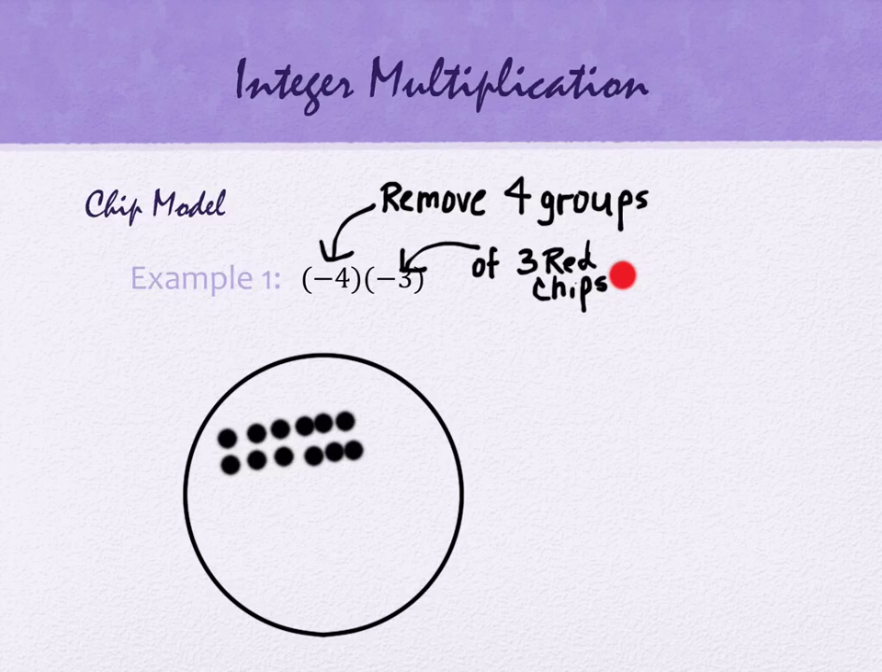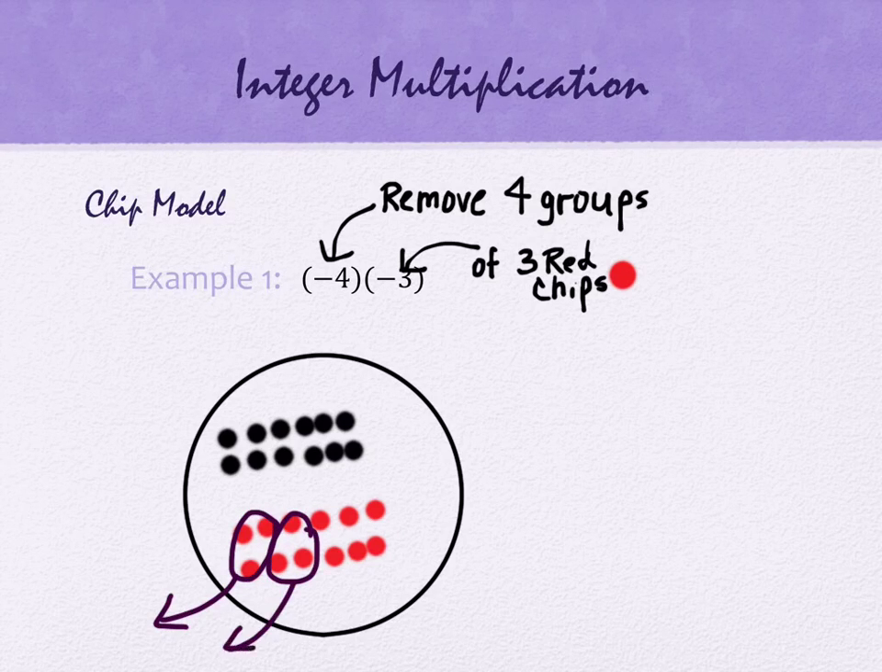black and 12 red. Red, 12 black. This is still equal to 0, right? It may be your sort of favorite picture of the number 0, but it is. It's equal to 0. And now we can remove the 4 groups of 3 chips. So here's one of my groups, removed. Here's another one, removed. The third one removed, and here's my 4th one removed.